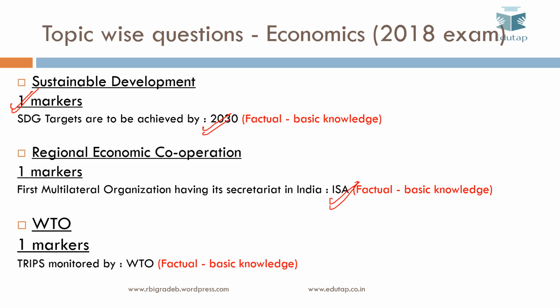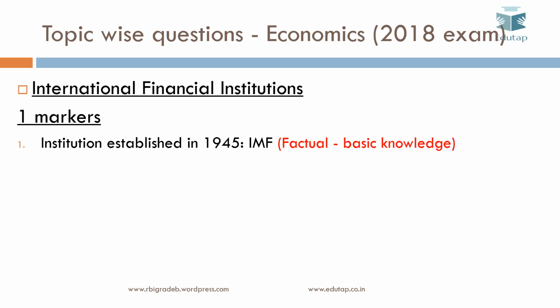Talking about WTO, they have just asked a very simple question. TRIPS is monitored by which organization, right? Moving on further, international financial institution, 1-marker question, that institution which is established in 1945, it is IMF. So friends, when you start to read about this particular institution, we would obviously give you an introduction about it. So in that introduction, we will give you the establishment year. So this is one of a kind question that is asked in your paper, right?